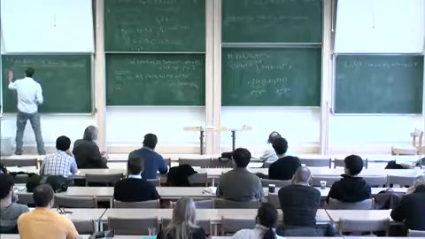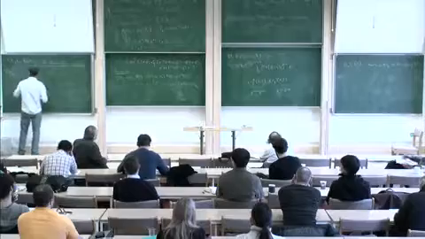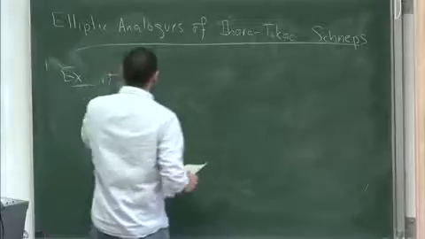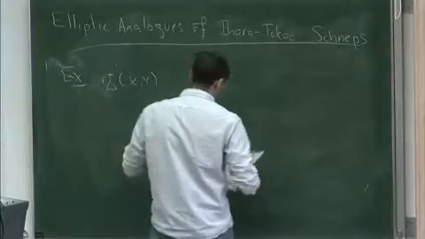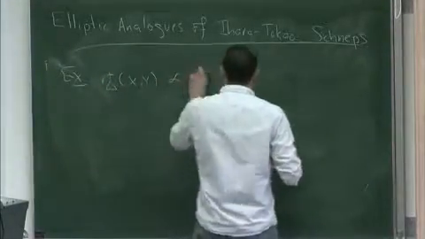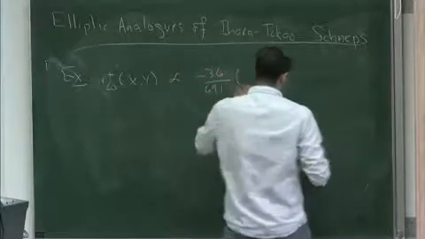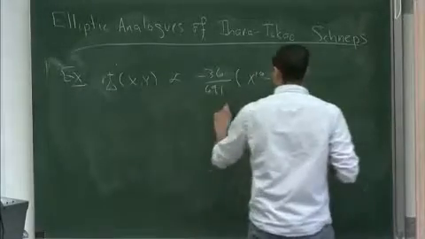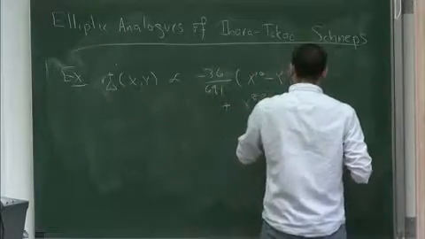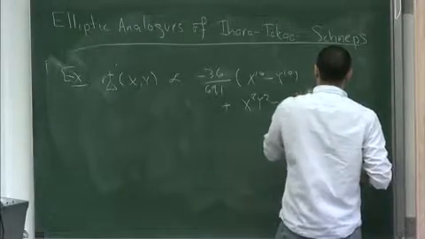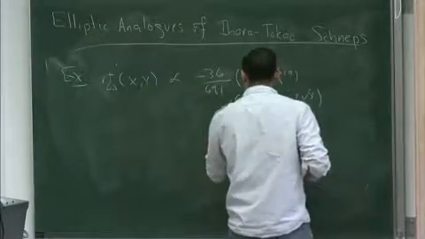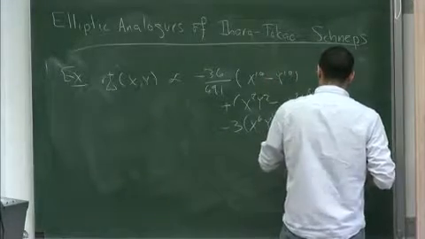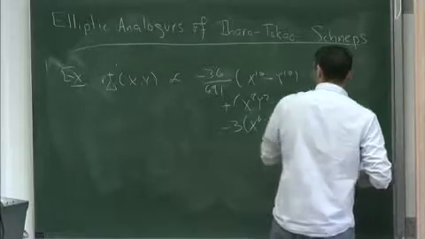Okay. And so the example, if you've never seen this before: delta is the unique cusp form of weight 12. Then R delta plus of x, y is proportional to minus 36 over 691 times x to the 10th minus y to the 10th plus x to the 8th y squared minus x squared y to the 8th minus 3 times x to the 6th y to the 4th minus x to the 4th y to the 6th.